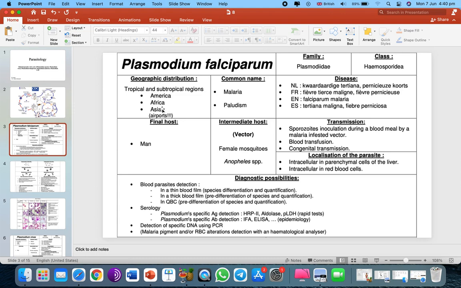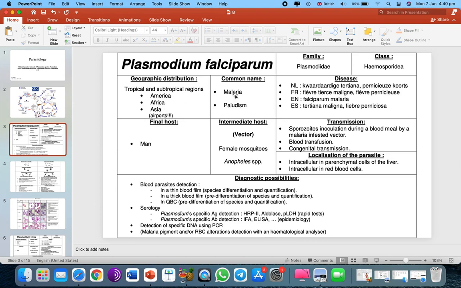For example, if you have traveled to one of these countries, and if you just have a transit in one airport of these countries, and if there were some infected mosquitoes in these airports, you will get the infection from the airport. So that's why sometimes it's called airport parasites.